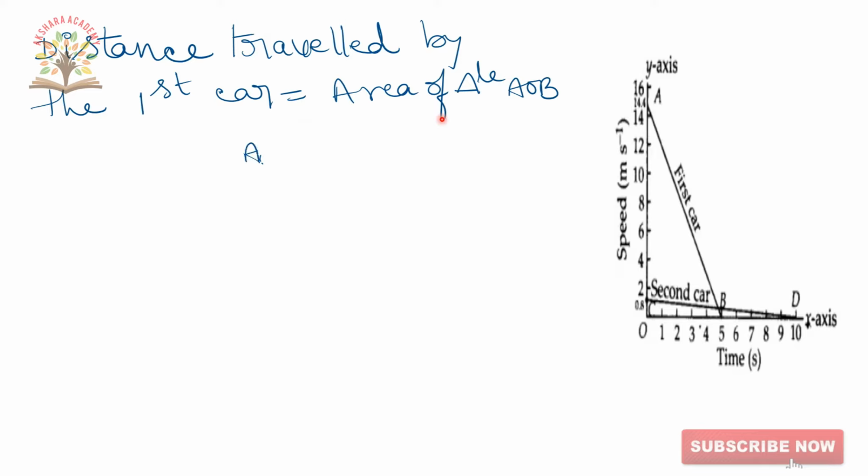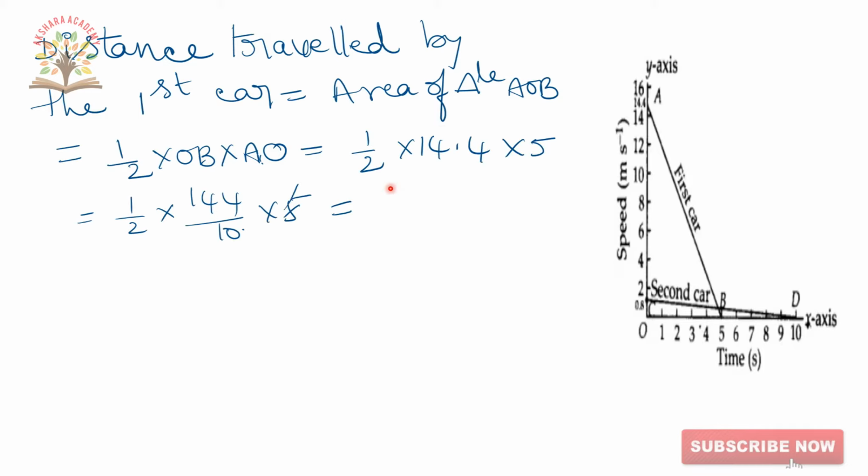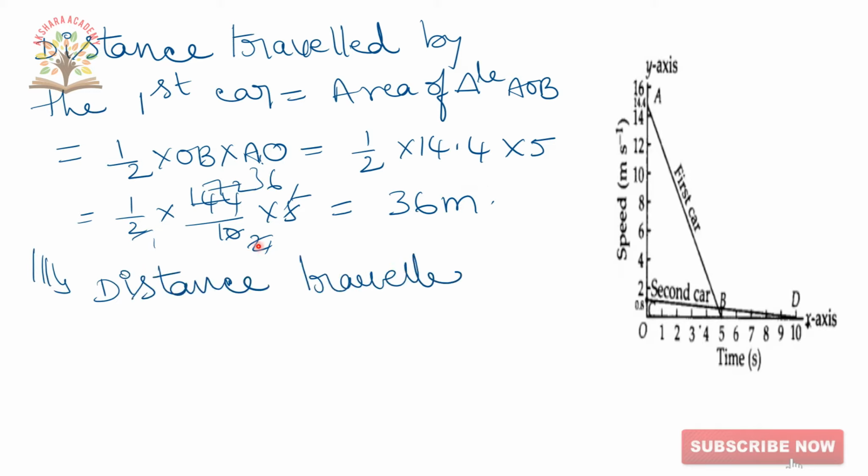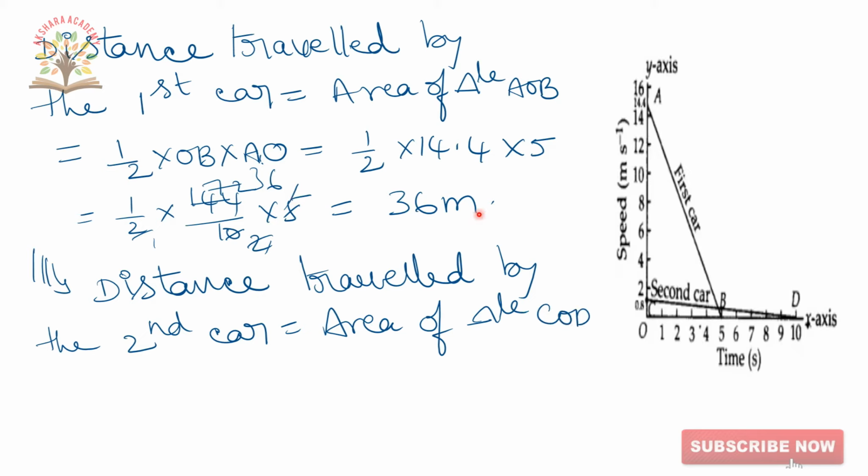Now the area of a triangle is half into base into height. Half into OB into AO is equal to half into, substituting values, 15 into 5. After doing cancellation, 2 ones are 2, 5 ones are 5, and 2 sevens are 14... so the distance is 37.5 meters.